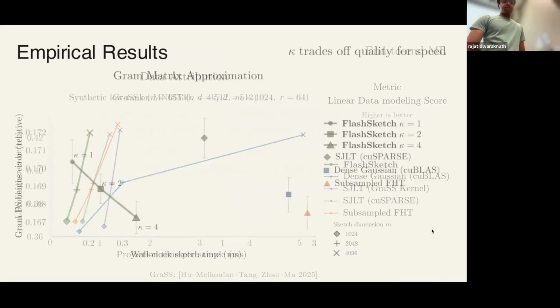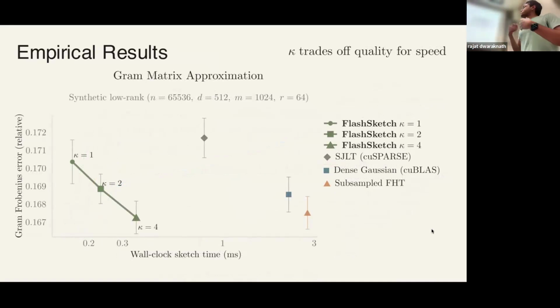And then a final result I want to show is we mentioned that we can use kappa to tune this trade-off between how fast our sketch is and how good our sketch is, right? And you can actually see that in this synthetic example. You increase your kappa, your error improves, but the sketching time increases.